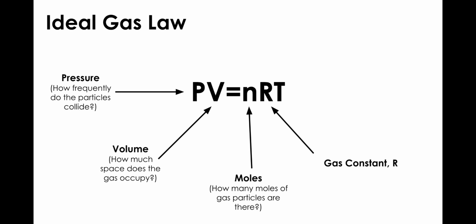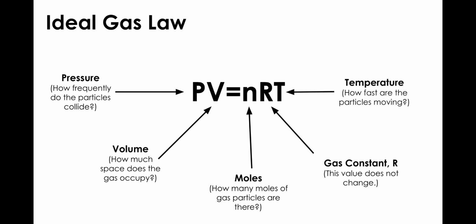R is the gas constant. It's a value that does not change and will be provided for you. And capital T is temperature, and it tells us how fast the gas particles are moving. It's a measure of their kinetic energy.